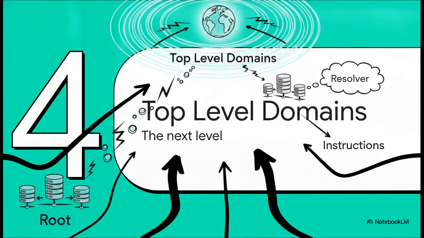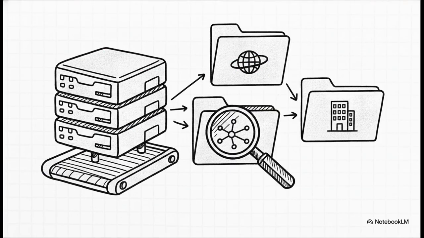Number 4, top-level domain servers. Let's move to the next level. So the top-level domain, or TLD server, manages specific domain extensions. They store the address information for top-level categories, your .coms, .nets, and .orgs. So for our yahoo.com example, the resolver specifically queries the server that manages the entire .com domain space.